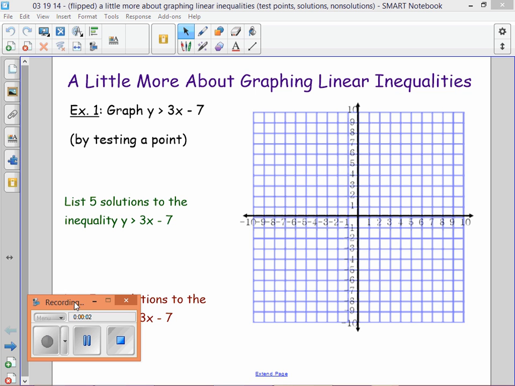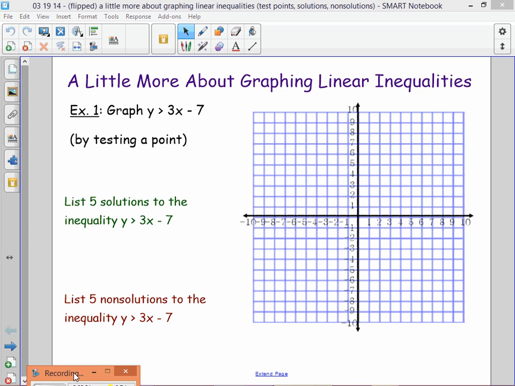Good afternoon, everybody. Today we are going to extend what we learned yesterday with graphing linear equations just a little bit further. I want to show you one additional way that will be helpful in figuring out which side to shade once you have graphed your line. Okay, so example one, jumping right in.